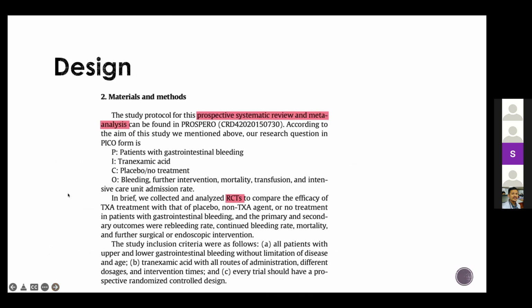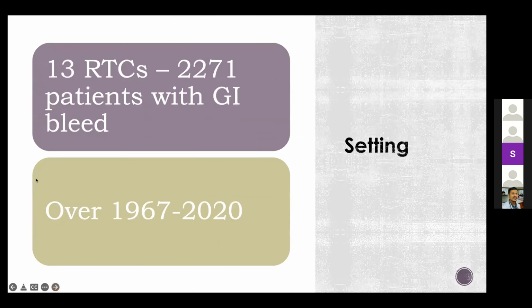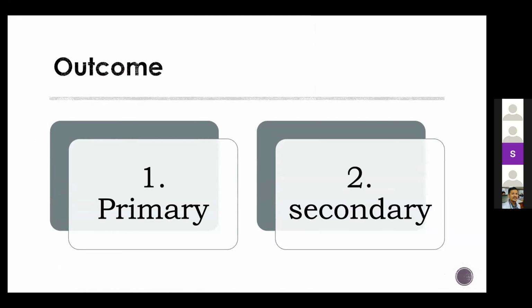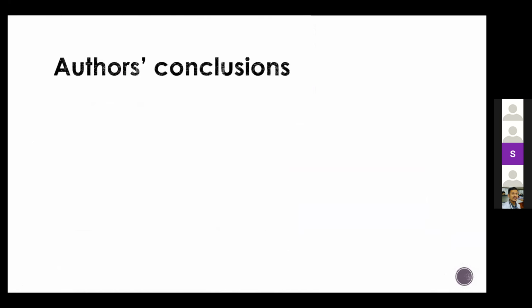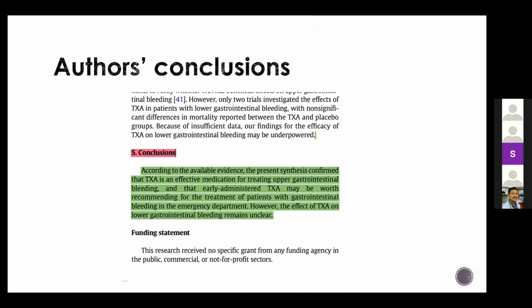For the design, they selected a systematic review and meta-analysis of randomized controlled trials. For the setting, they selected many randomized controlled trial papers, and among them they chose only 13. The population was around 2,271 patients presenting with GI bleed. Overall, it covered 1967 to 2022. So what was the outcome? They made primary and secondary outcomes. And what are the authors' conclusions? We'll come to that slide later on.